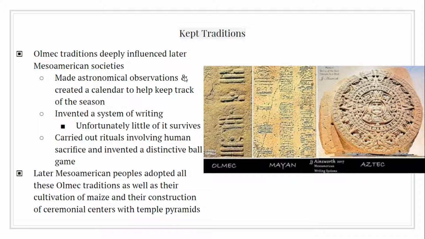But one of the key important things about the Olmecs are their traditions and how they have stuck throughout time. Olmec traditions deeply influenced later Mesoamerican societies. For example, they made astronomical observations and they created a calendar to keep track of their seasons. Look over here in this image. The very far left one is the Olmec version. Then you see the Mayans also created some sort of calendar system. And then you have the very famous Aztec calendar system.